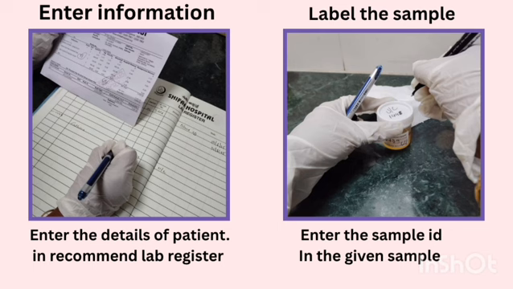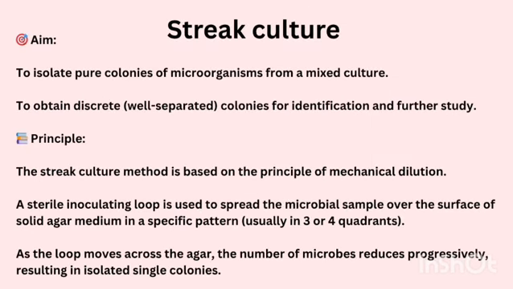The basic things done before starting the streak culture in the microbiology lab. First, enter information: enter the details of patients in the recommended lab register, label the sample, and enter the sample ID in the given sample. Here is the aim and principle of streak culture. Now let's know the procedure.